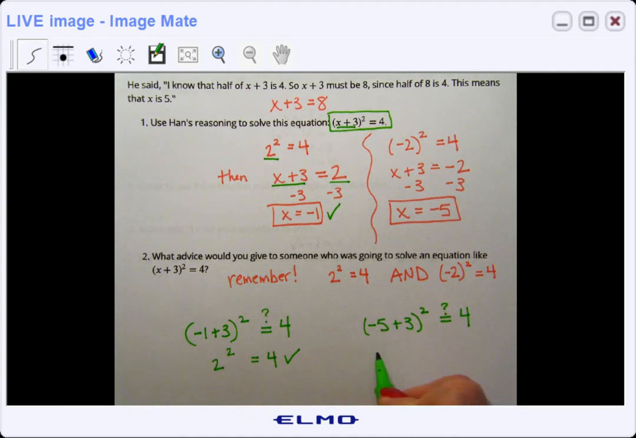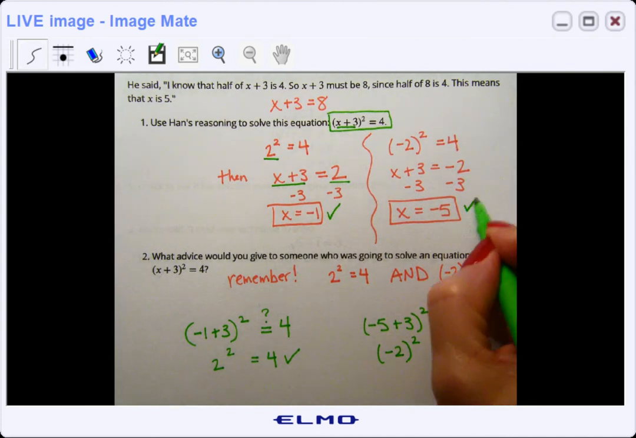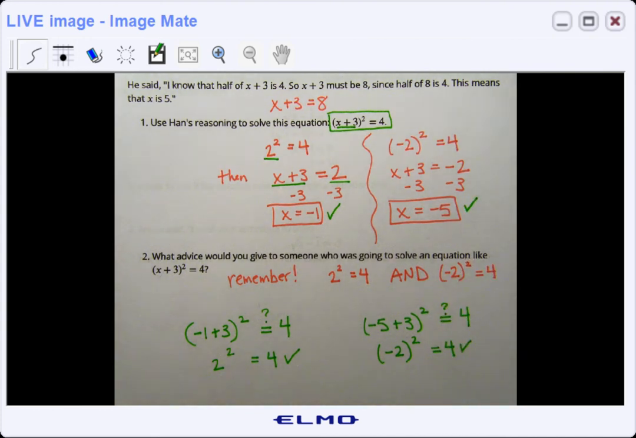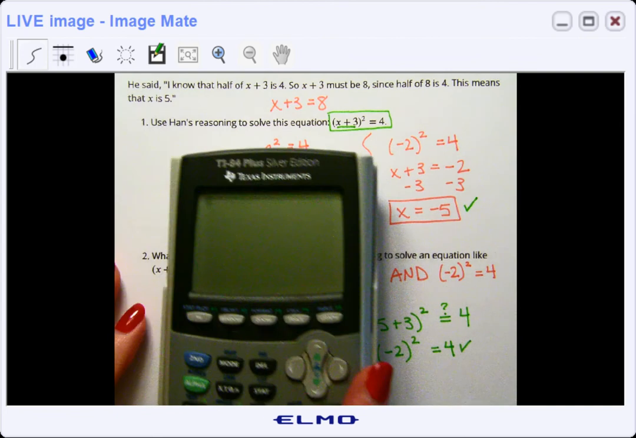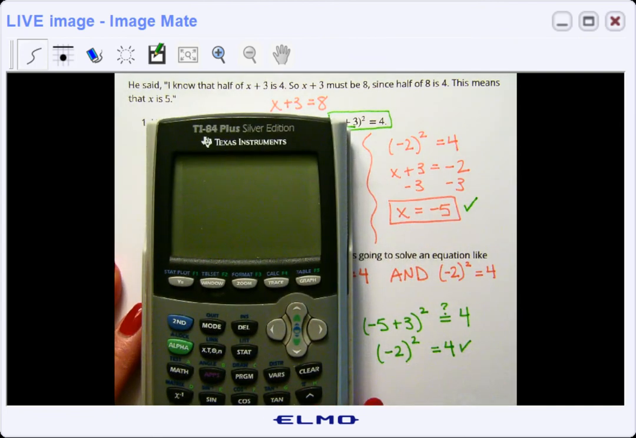-5 plus 3 is equal to -2. -2 squared is equal to 4. So that checks. Now, you might be at home looking at your answers on a calculator and you're like, Miss Moret, you're wrong. -2 squared does not equal 4. -2 squared equals -4. And I'm going to say, really?